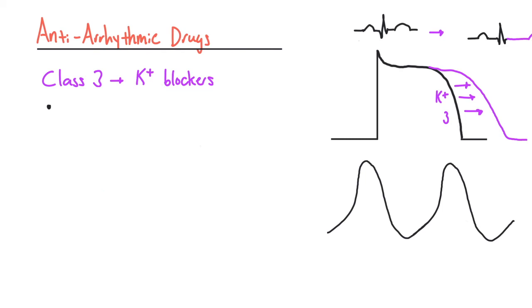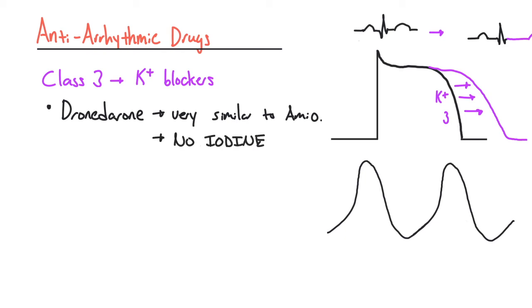And our last class 3 agent is dronedarone. Now, as you may see from its name, dronedarone is very similar to amiodarone. Although interestingly, dronedarone, unlike amiodarone, does not have any iodine, and this was developed on purpose to hopefully get rid of some of the side effects from amiodarone, and the hope was that dronedarone would have a smaller side effect profile than amiodarone. Unfortunately, this design idea did not exactly pan out how researchers had wanted it to.